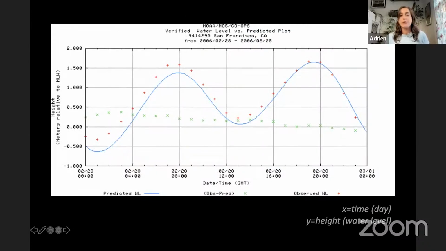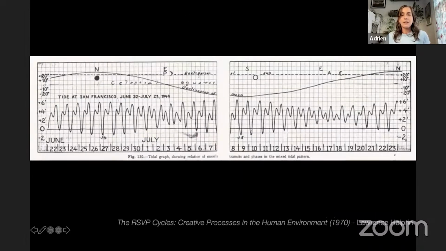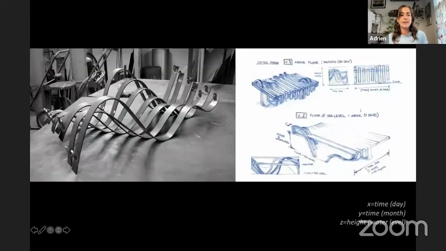For every place in the world, the tides look a little bit different. In San Francisco, we have 2 highs and 2 lows per day. And then learning more about the tides, they're influenced by the gravitational pull of the sun and the moon in relation to the Earth. So the cycle repeats monthly, around every 29 to 30 days.